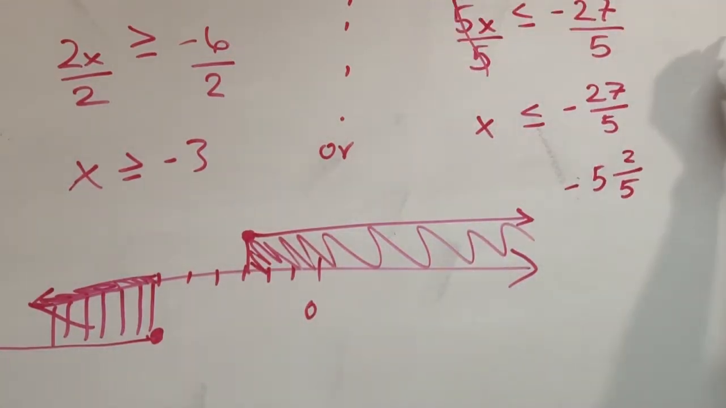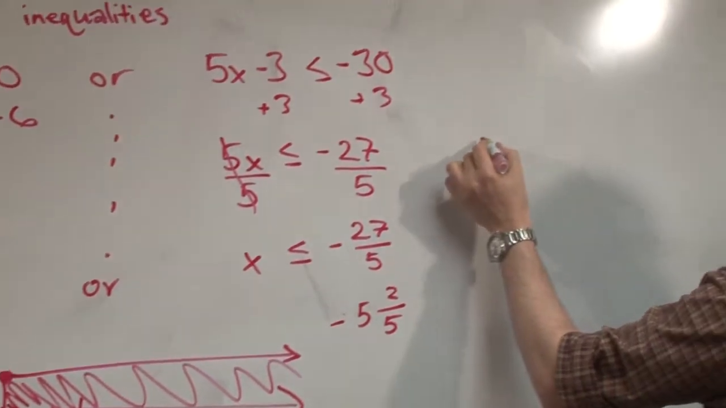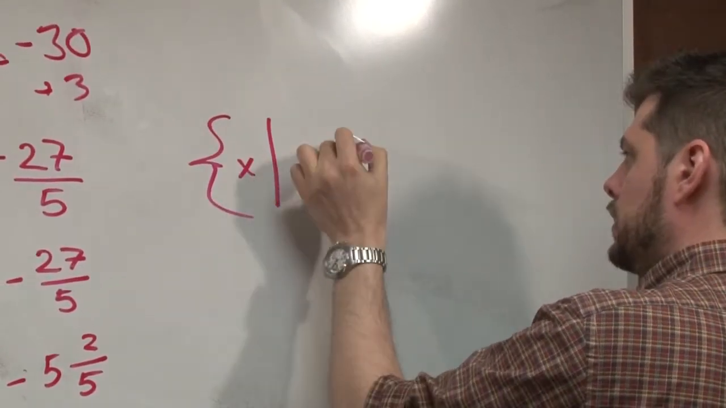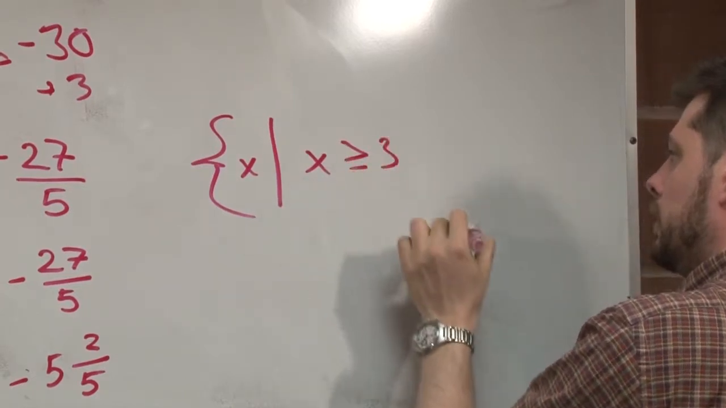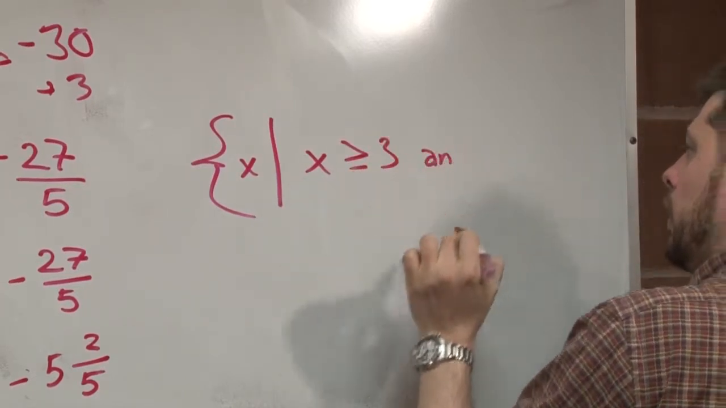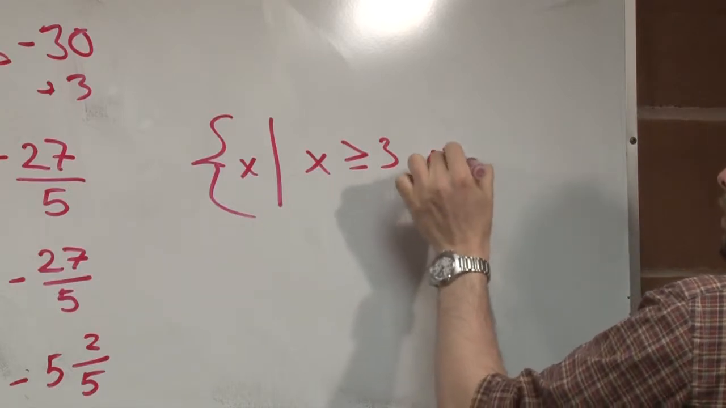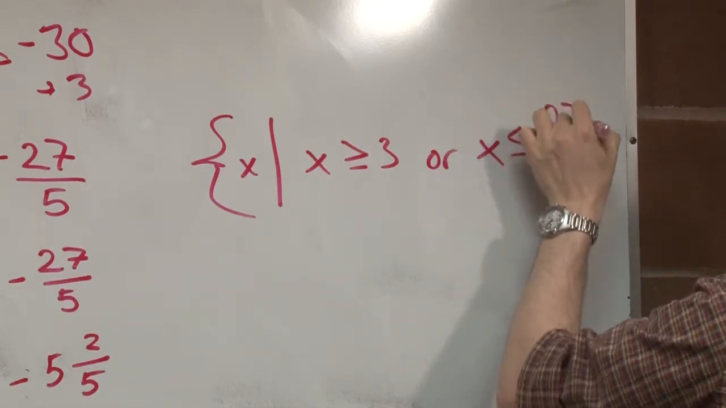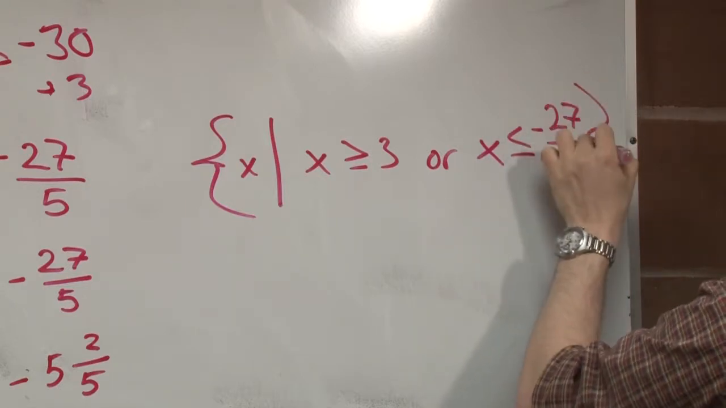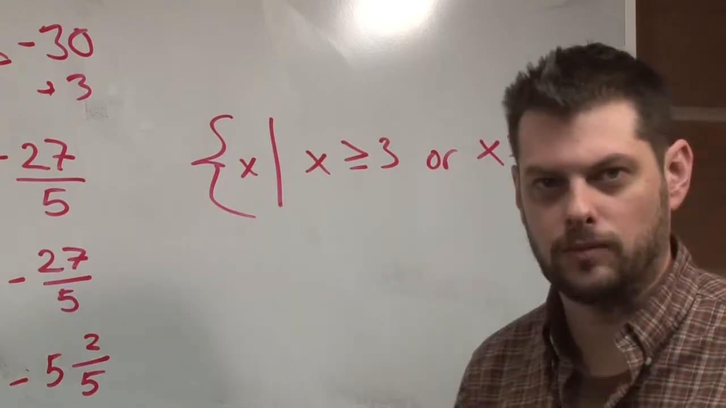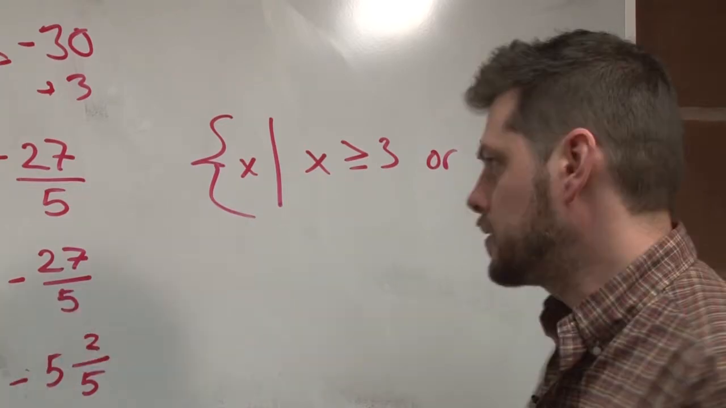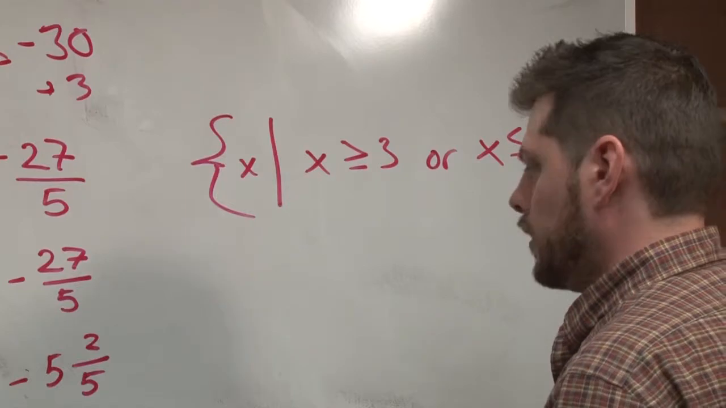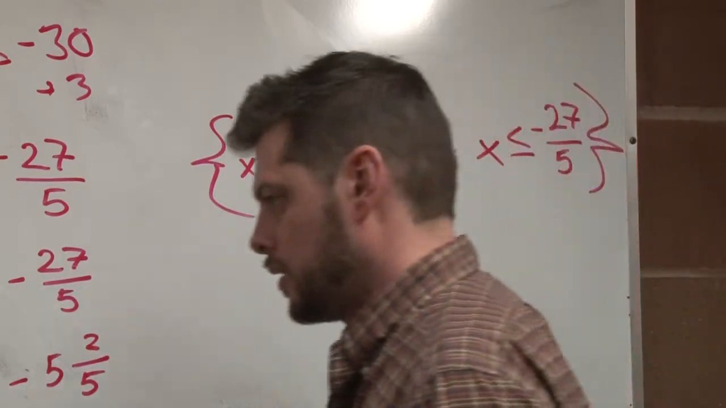So in set builder notation, you would write the set of all x such that x is greater than or equal to negative 3, or x is less than or equal to negative 27/5. Set builder notation is easy because you just translate what you found in Mathese and stick it between some fancy brackets, add a little line and an x. You're done. Interval notation, you just have to keep working.